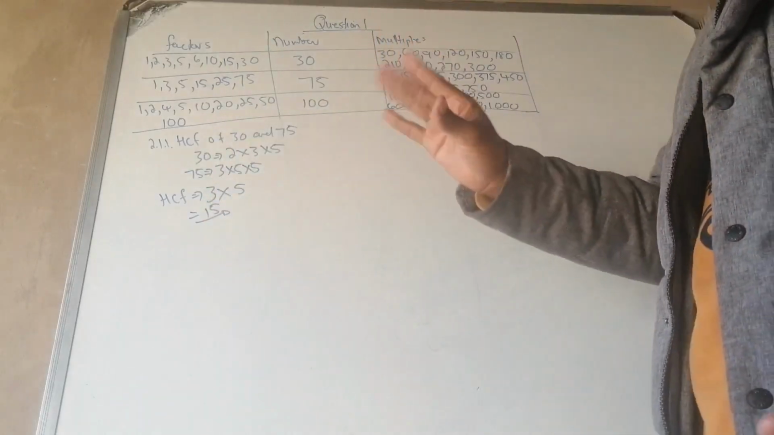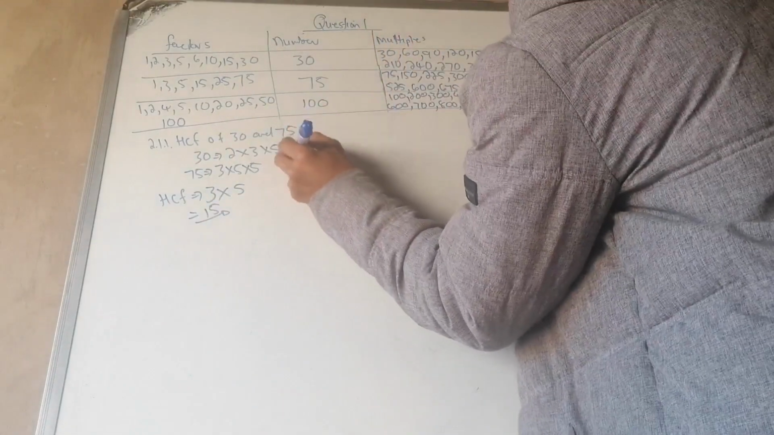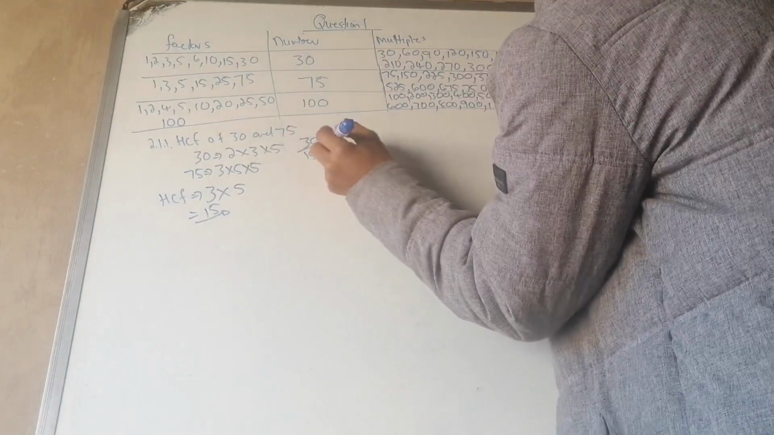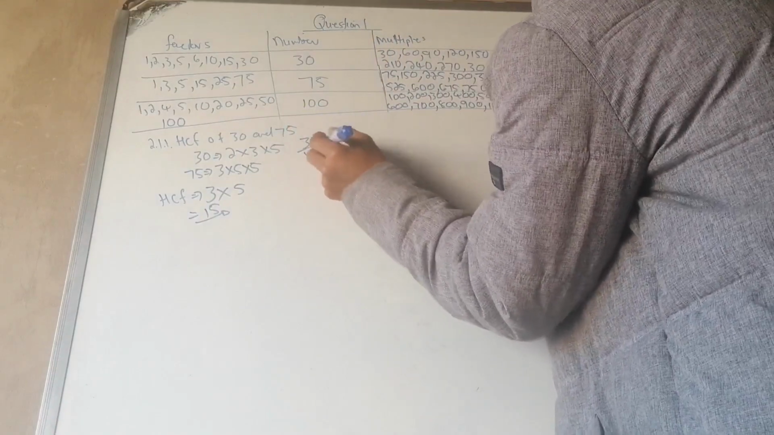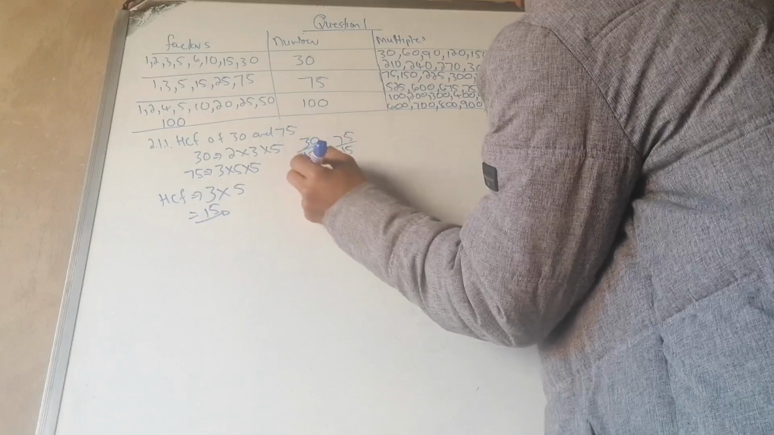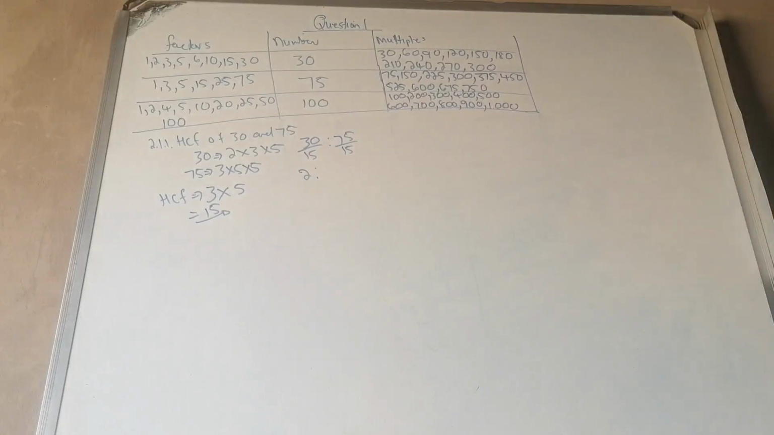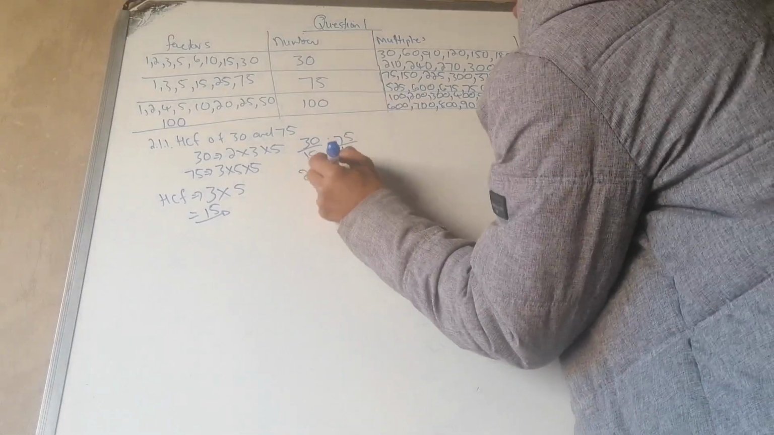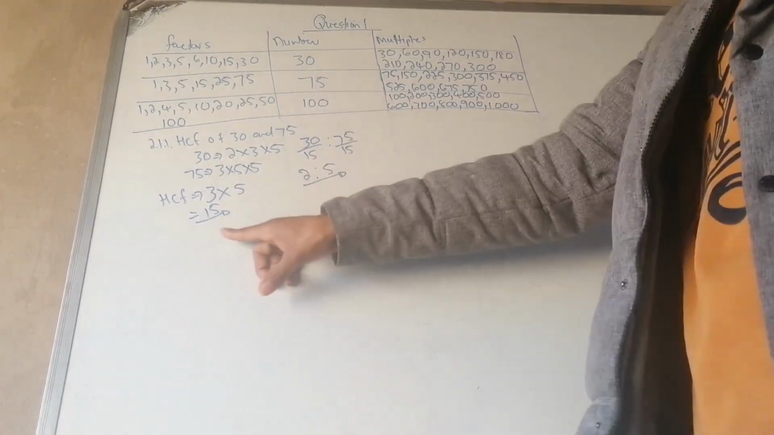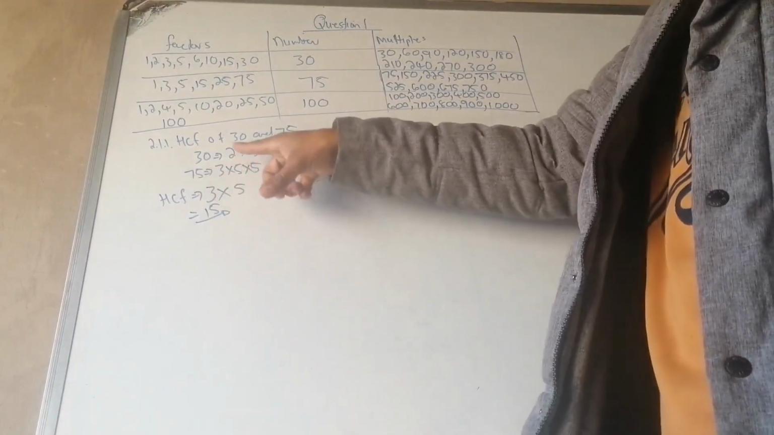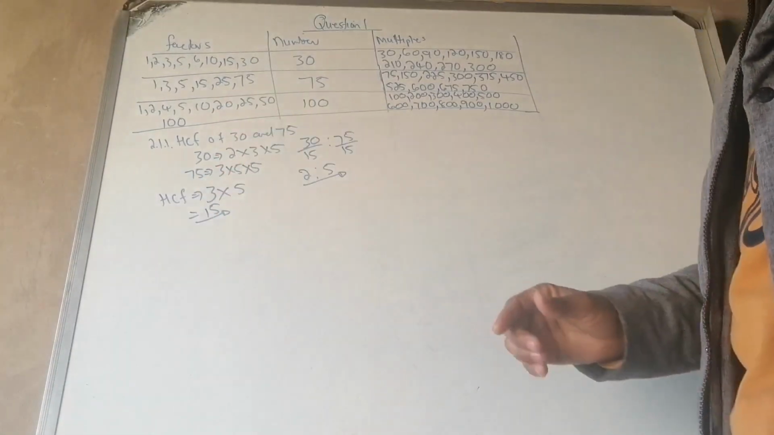To check whether you are correct, divide 30 by 15, and 75 by 15, and see that there is no remainder. 15 into 75 gives 5. Then you know that you are correct. The highest common factor of 30 and 75 is 15.